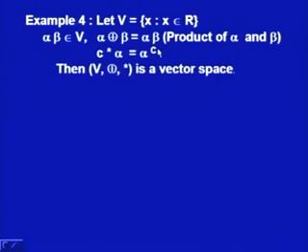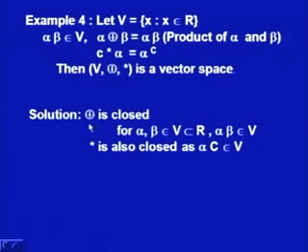Now my claim is that V, with the operation of addition defined in this manner and scalar multiplication defined in this manner, is also a vector space. To prove this, I first have to check whether the operations are closed. For this I consider two vectors alpha and beta belonging to V, but what is V? V is actually a subset of R.